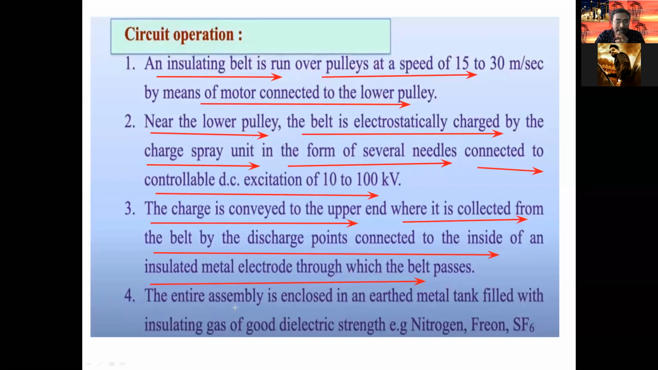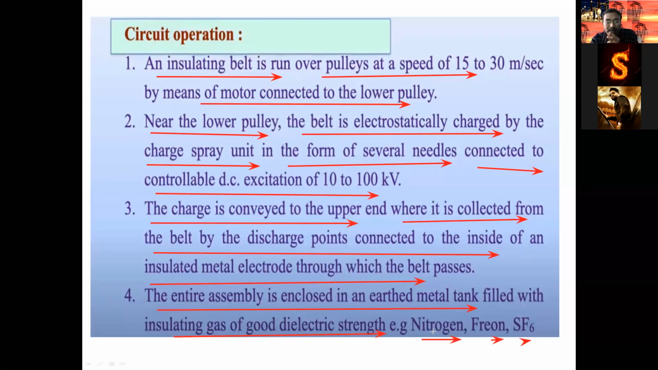Okay. The entire assembly is enclosed in an earthed metal tank filled with an insulating gas of good dielectric strength: nitrogen, freon, SF6. Because to generate very high voltages, the total experiment is enclosed in nitrogen, freon, or SF6. Then only is it possible to generate very high voltage. Otherwise, it discharges into the air. It's clear.